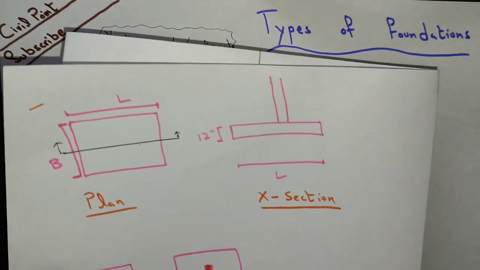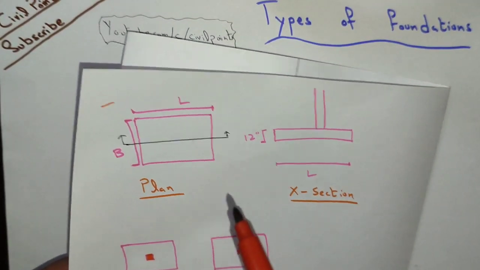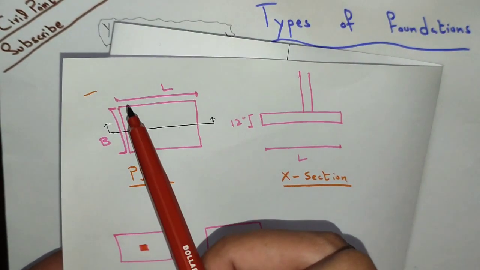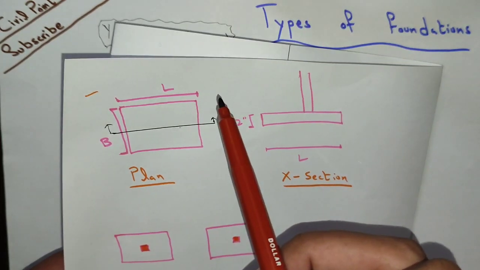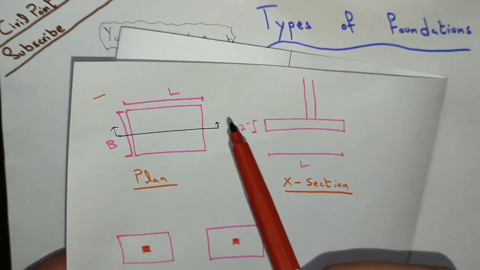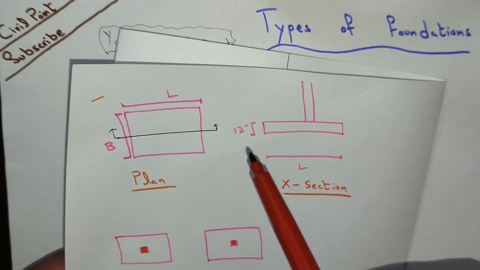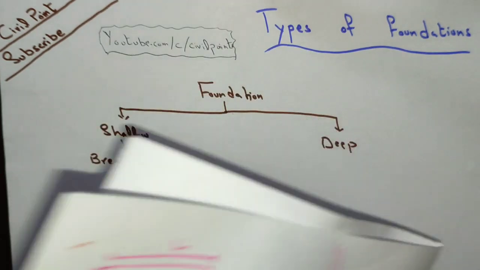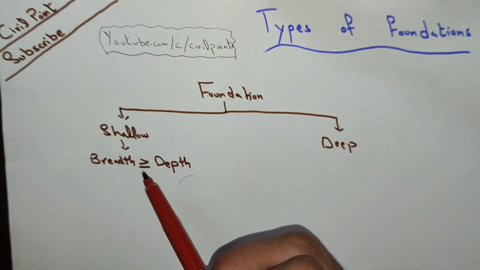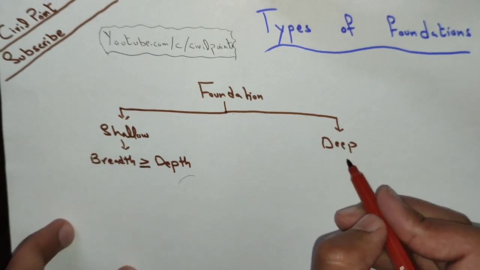Like this one is the plan and this one is the cross section. If we talk about the shallow foundation, the breadth is this one and the length is this one. If we see the plan, and this one is the cross section, its thickness or depth is only 12 inches. So this will be our shallow foundation because its breadth is greater than or equal to its depth. And the second one is the deep foundation.